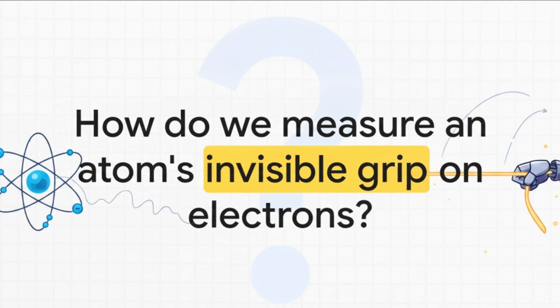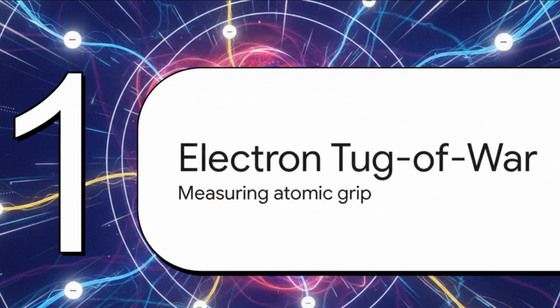It's brilliant, actually. To figure out this hidden subatomic architecture, we essentially have to play a cosmic game of tug-of-war. We measure exactly how hard it is to steal an electron away from the nucleus. Part 1. The electron tug-of-war.